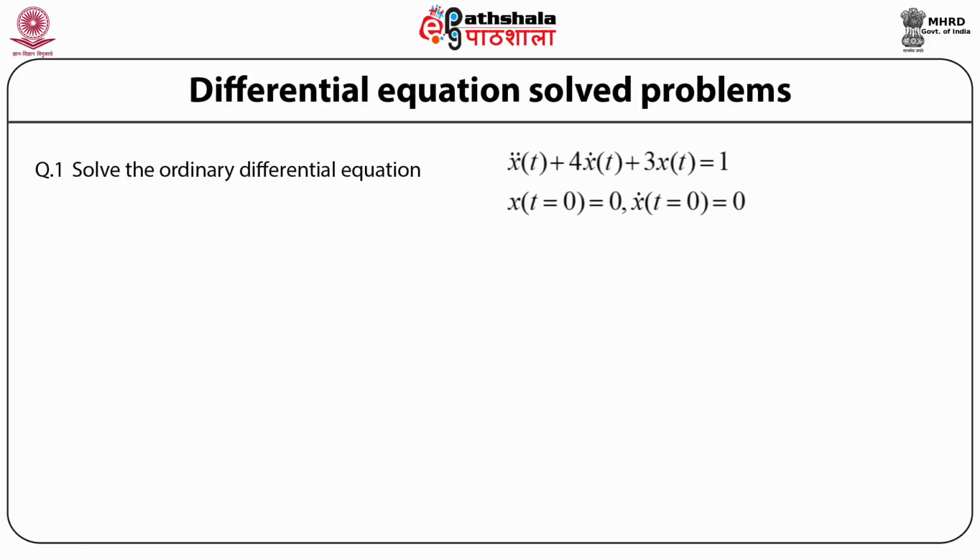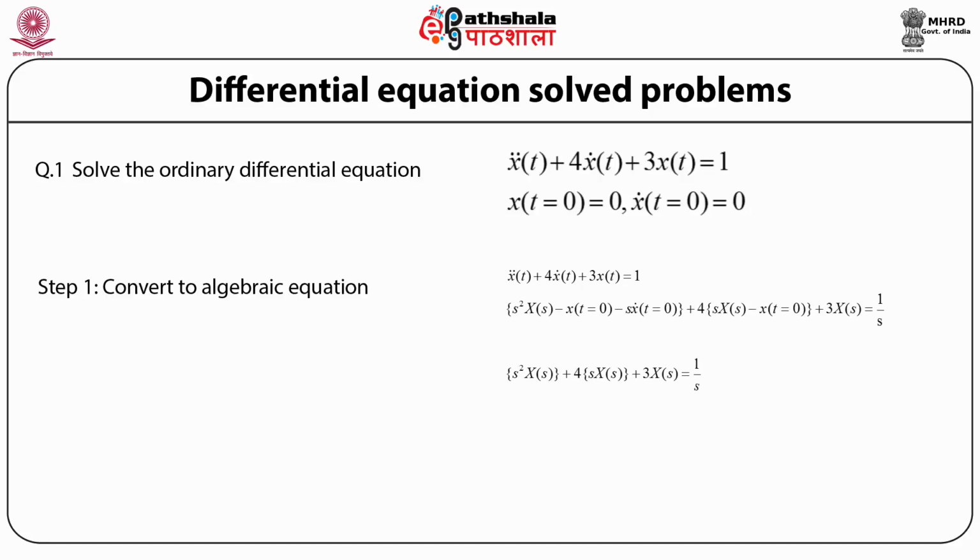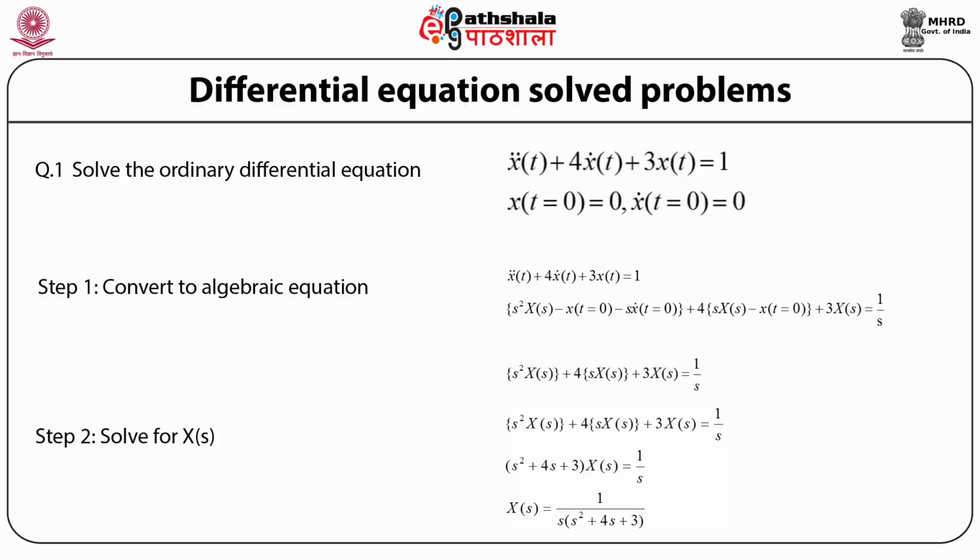Solve the differential equation with given initial boundary conditions. Like we said, we always need initial boundary conditions for the Laplace transform. Step 1 is to convert into an algebraic equation. X double dot is the same as x double dash, and you substitute s squared X of s minus and so on. Then x dot is x dash, and you similarly substitute. If you keep substituting and solve for X of s, finally you will come to 1 by s times s squared plus 4s plus 3.